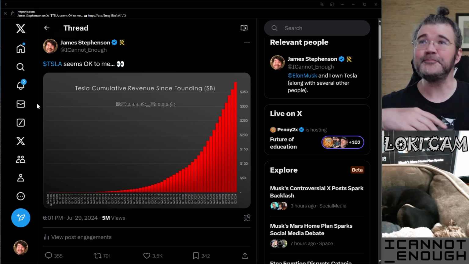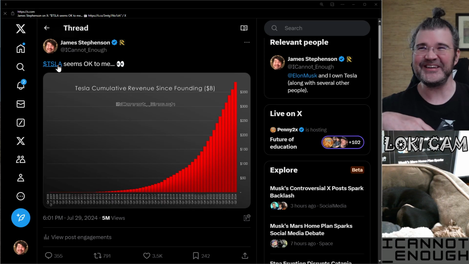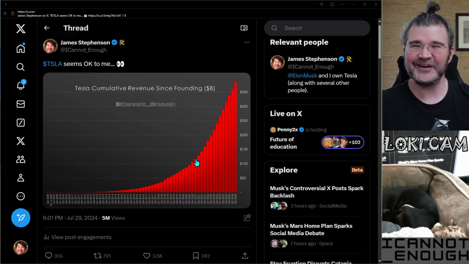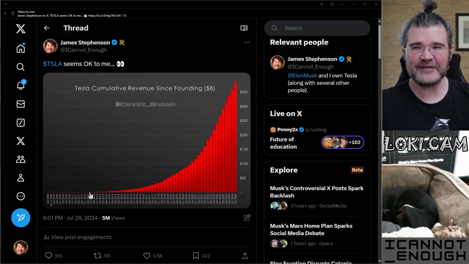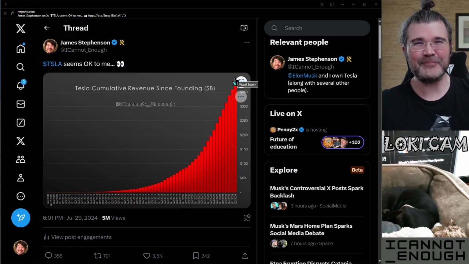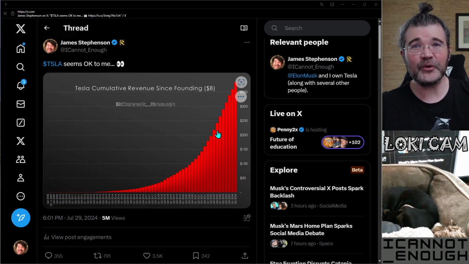Here's another such example. I sent this tweet captioning it simply, hashtag Tesla seems okay to me. Hashtag Tesla is how I've hashtagged, I don't know, 1,000 tweets before this one. But as you see down here under the views line, I got 5 million views on this chart here, which is just showing Tesla's cumulative revenue for every quarter, every year, up through the current day, right? So you can see for every quarter, how tall was the stair step added by the most recent quarter.